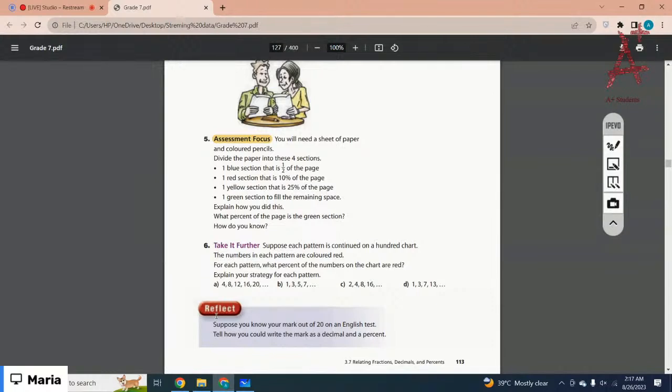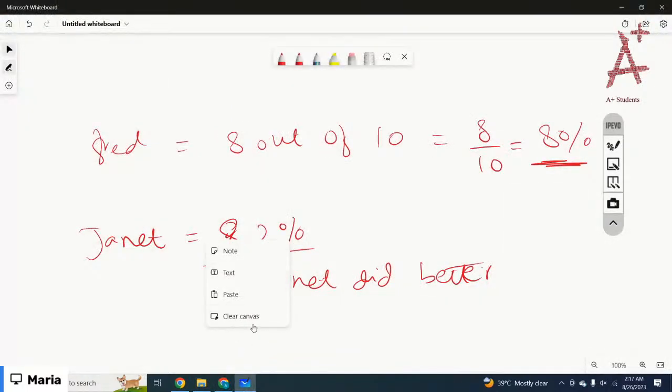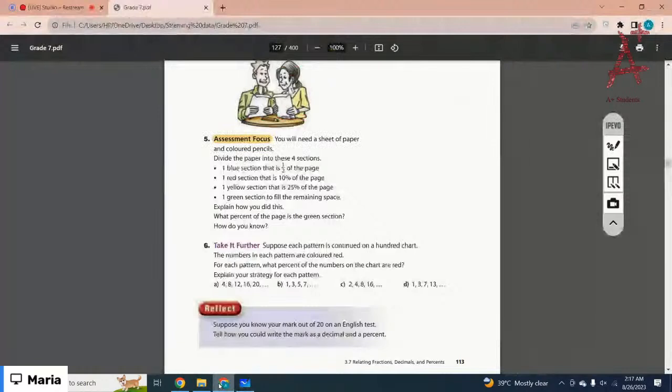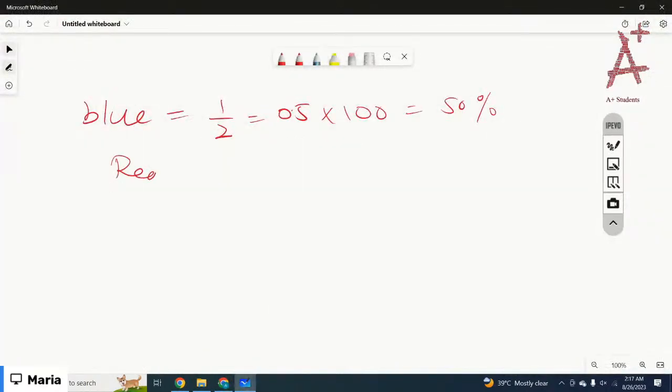Okay, so one section, that is half of the page. Blue is simply half of the page, right? When you convert it into the percentage form, that would be 0.5 times 100. That means 50% of the page is blue, right? Then you have red is 10%. That is given in the question, right?